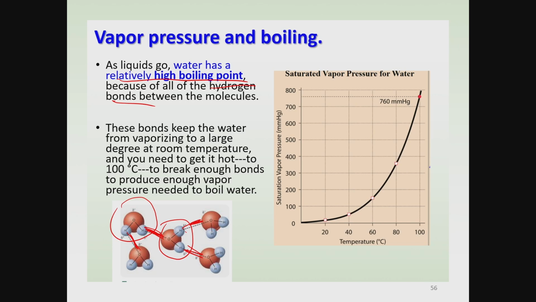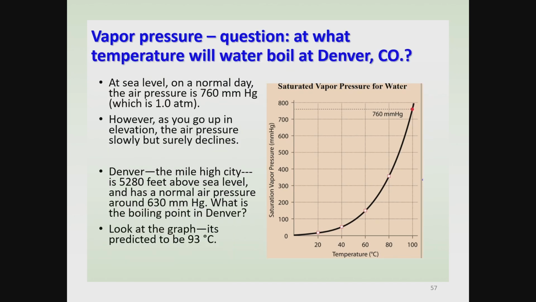So apparently you only have enough energy when the water is at 100 degrees Celsius for you to be able to break all those hydrogen bonds and release enough liquid molecules into the gas phase such that the gas phase is 760 millimeters of mercury, which matches atmospheric pressure, which is 760 millimeters of mercury.